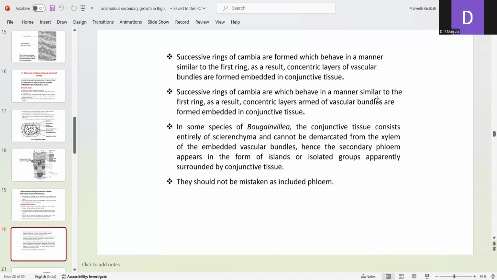So in some species of bougainvillea, the conjunctive tissue consists entirely of sclerenchyma and cannot be demarcated from the xylem of the embedded vascular bundle. Generally conjunctive tissue is made up of parenchyma or sclerenchyma, but in bougainvillea it is entirely sclerenchymatous. Hence the secondary phloem appears in the form of islands or isolated groups apparently surrounded by the conjunctive tissue. So when we observe, this secondary phloem appears as islands embedded in the conjunctive tissue. Hence, it should not be mistaken for included phloem.